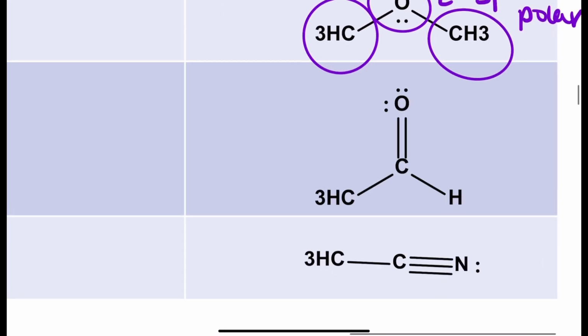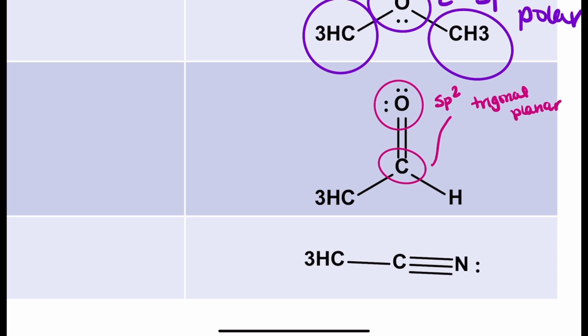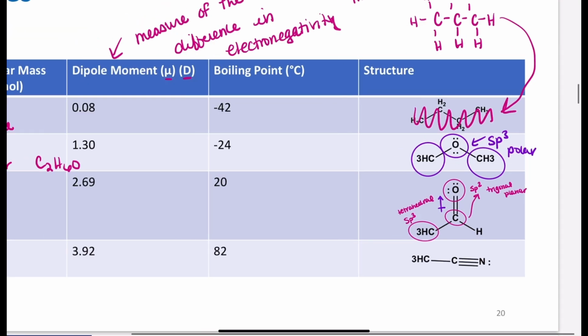If I look at this molecule right here, let's talk this out. We've got 3 areas of electron density right here, so it is sp2 hybridized. Trigonal planar structure. The carbon here, also sp2 hybridized, trigonal planar. Carbon atom right here, sp3, tetrahedral. Remember, this bond here is polar, and it's pulling towards the oxygen.